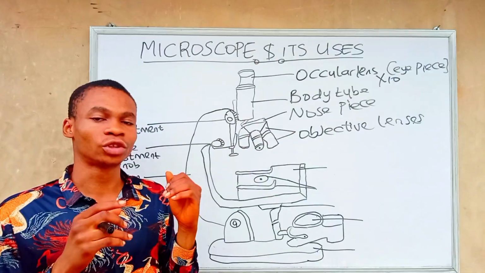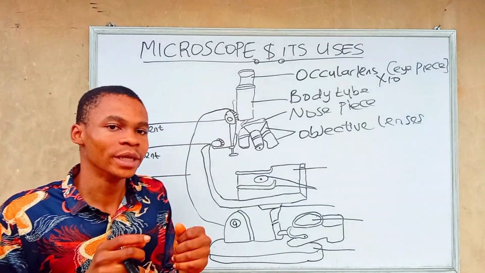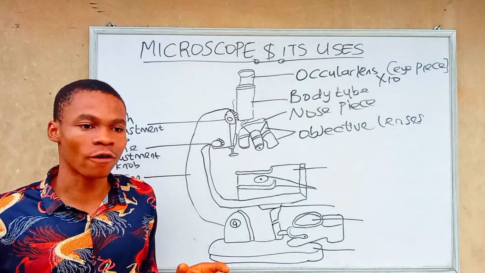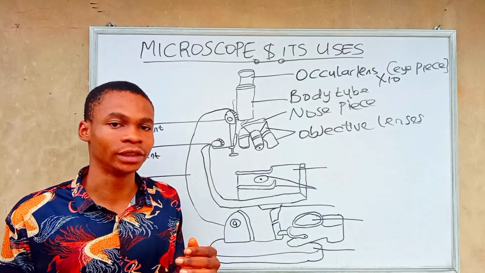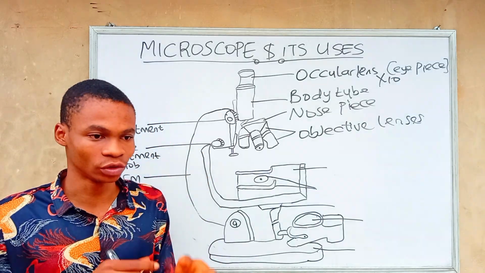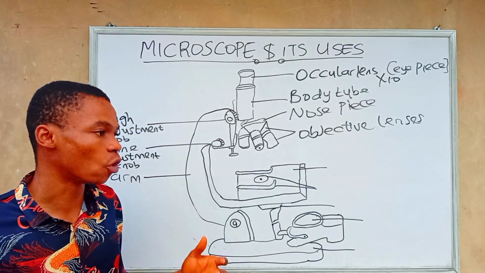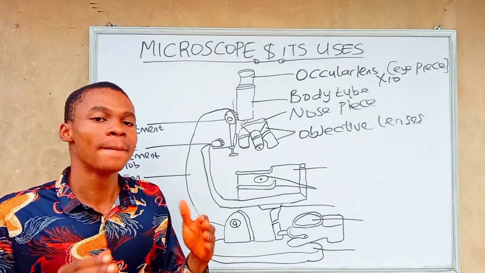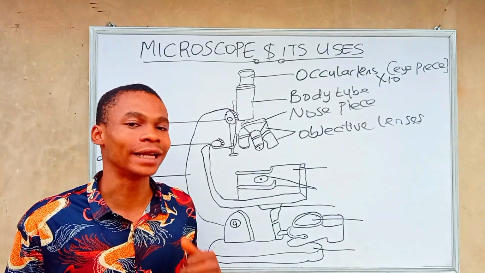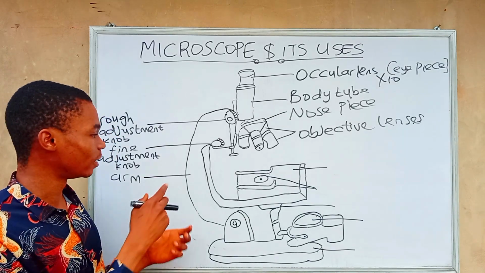When trying to study a specimen on the microscope, this rough adjustment knob is used for rough focusing. When you just want to quickly focus on an image, you use the rough one, so you just use it very fast. For this second one, which is the fine adjustment knob, this fine adjustment knob makes the image sharper and clearer. The next one here, I already explained that.